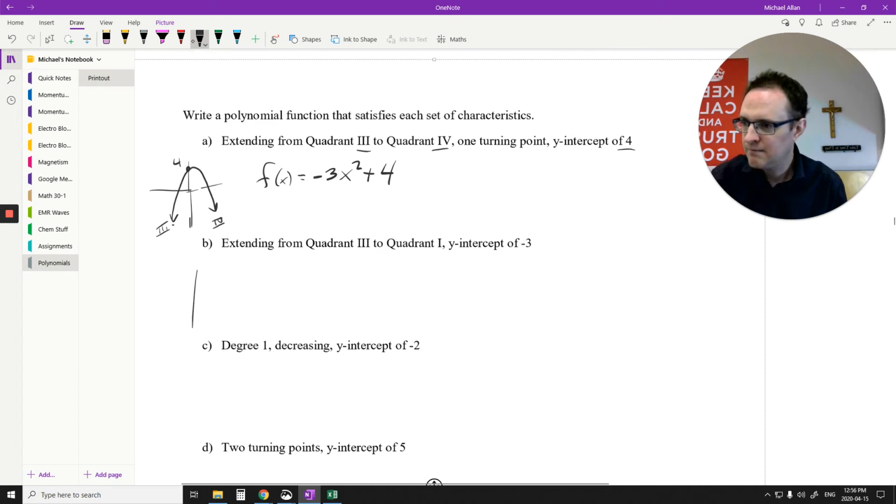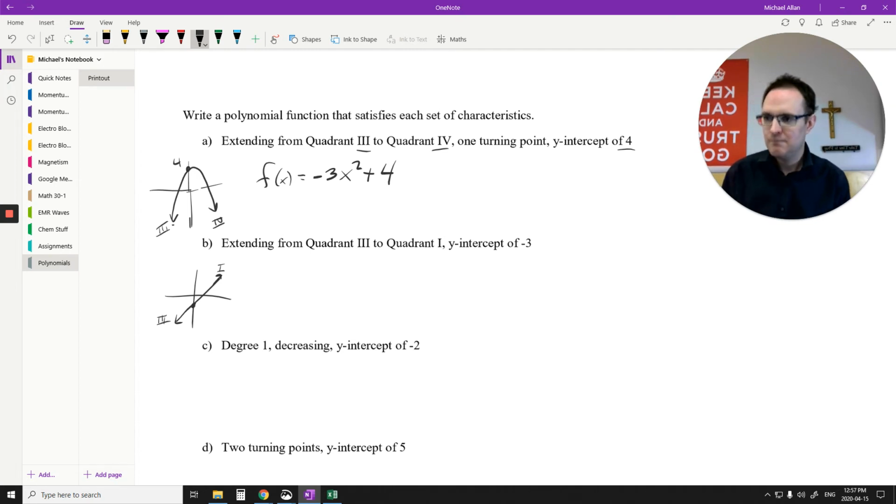Extending from 3 up to 1, with a y-intercept of negative 3. So it's got to cross this. It's got to go from here to here. And it's got to go, well, there you go. It doesn't say anything about turning points. Why don't we just make this a linear graph?